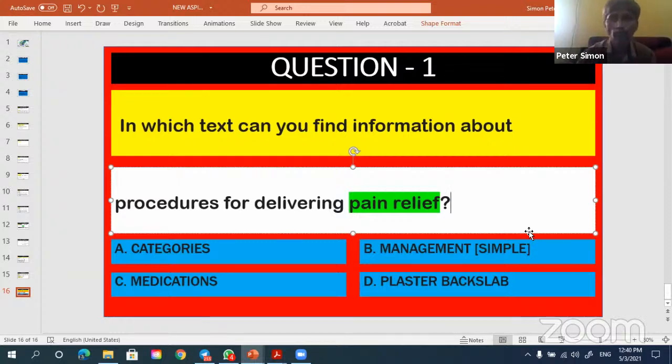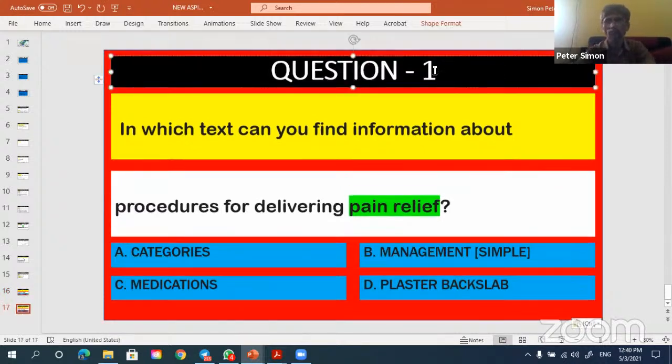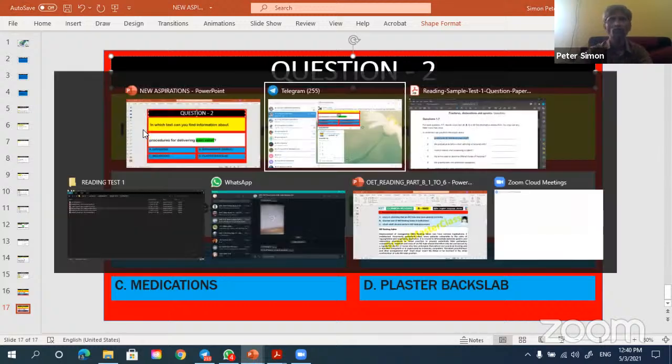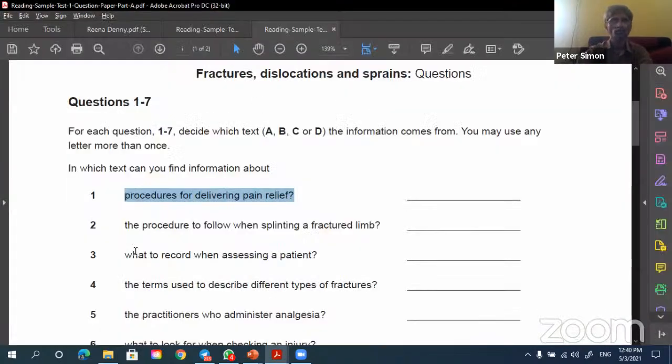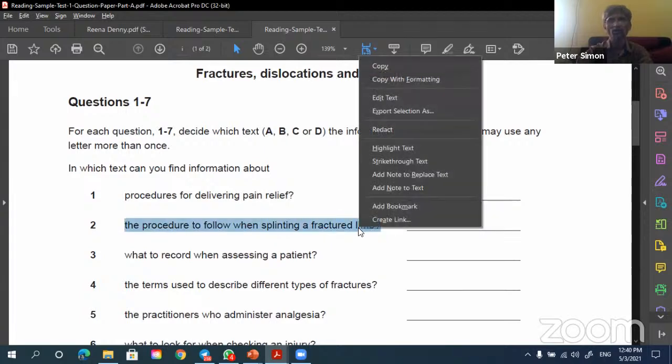Right. So categories: management, medication and plaster backslab. So we'll go to the second question. Question number 2: the procedure to follow when splinting a fractured limb.